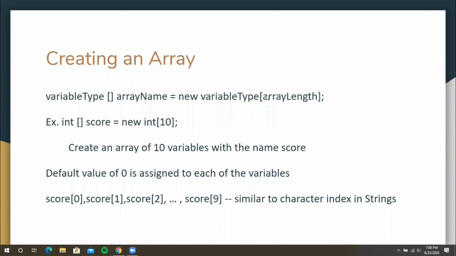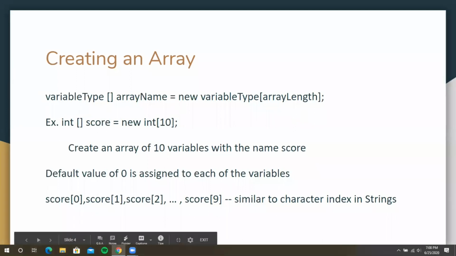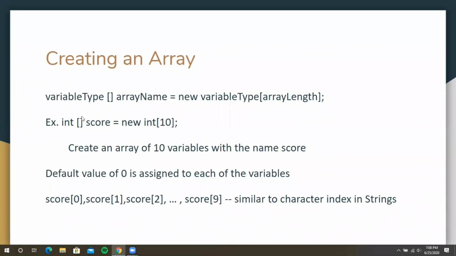So here's the format. I gave an example of an integer array. The variable type in this instance would be an int, and then for an array, by definition, you would have to have a left bracket and a right bracket. The array name can be anything you want, like you can name it Bob, or score, but usually you want the array name to give the reader of the code an idea of what the variable is representing.